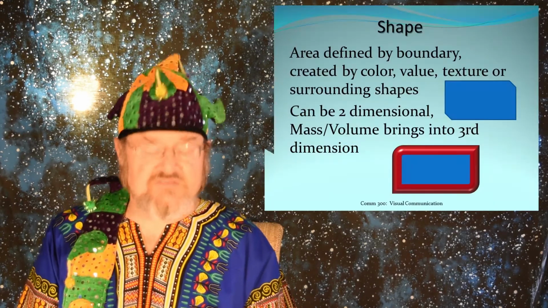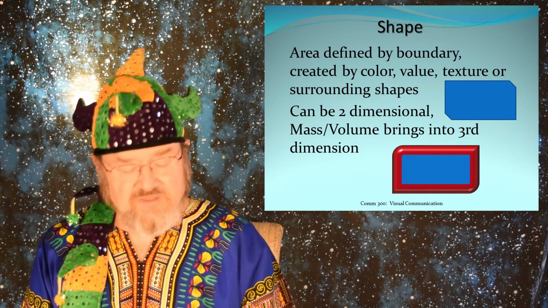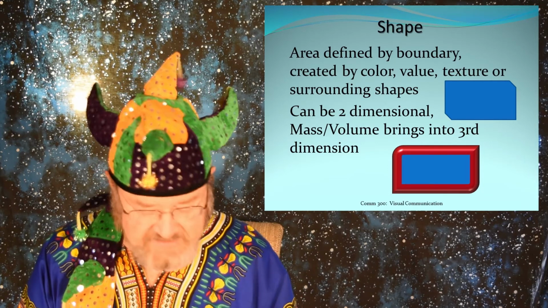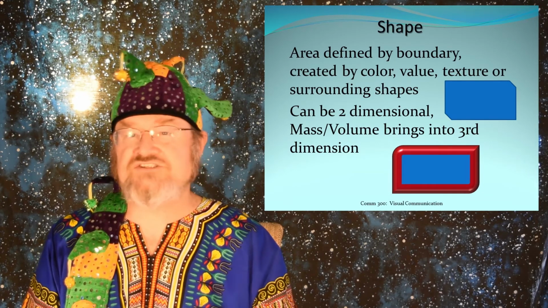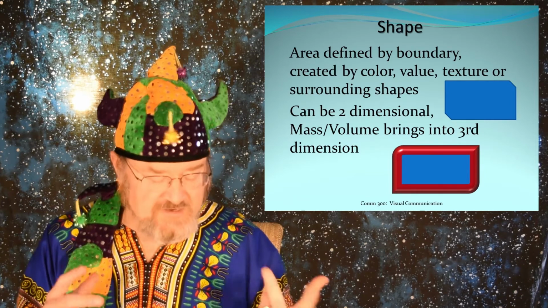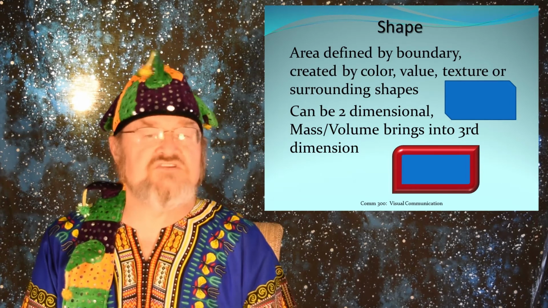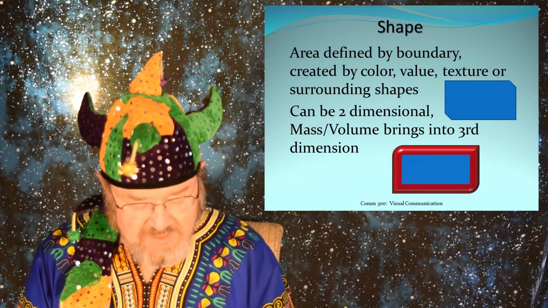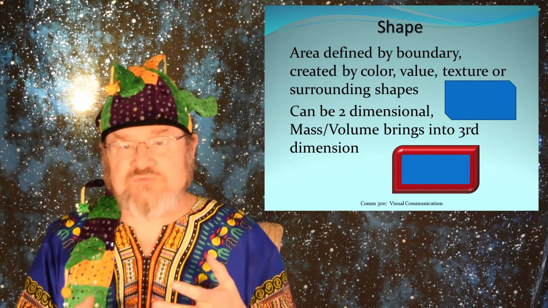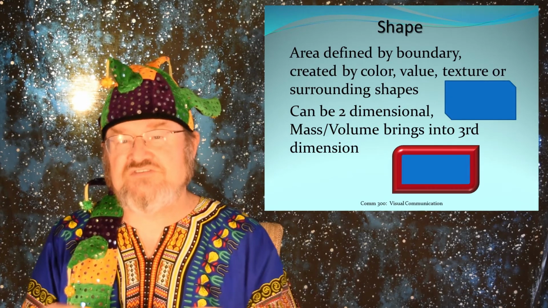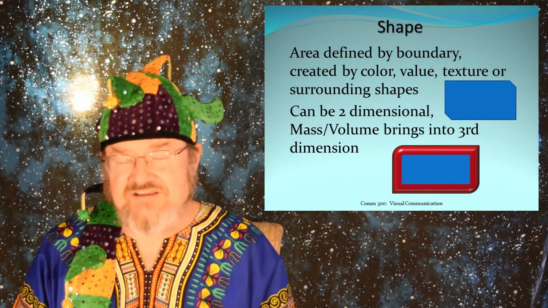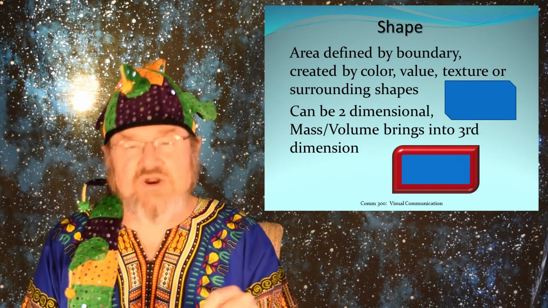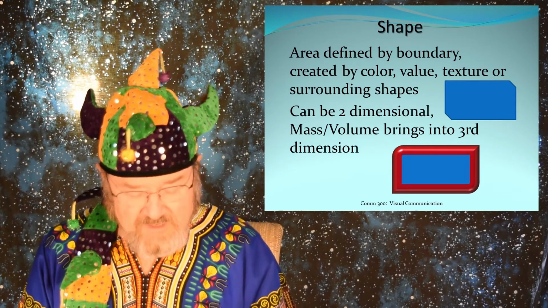Shapes are areas defined by boundaries, so they can be created by color, by texture, by surrounding shapes. They can be created in many different ways. They can be two-dimensional, or they can be brought into a third dimension by the use of some visual tactics, like shiny, bright lines that look like a border and so forth.